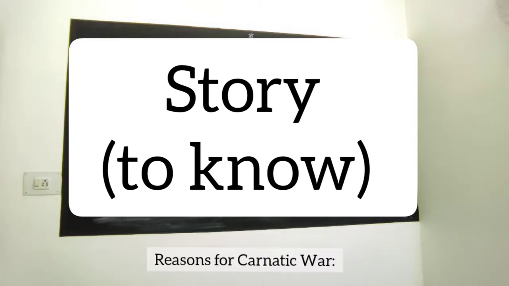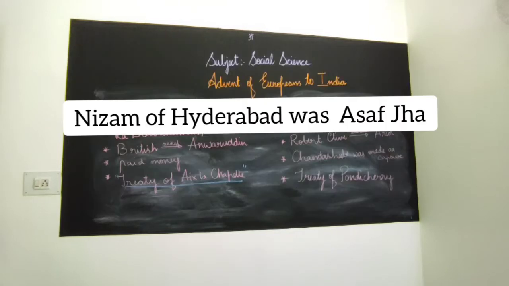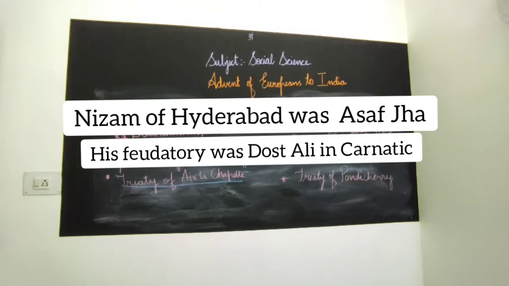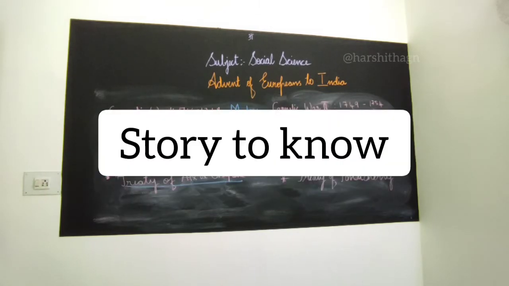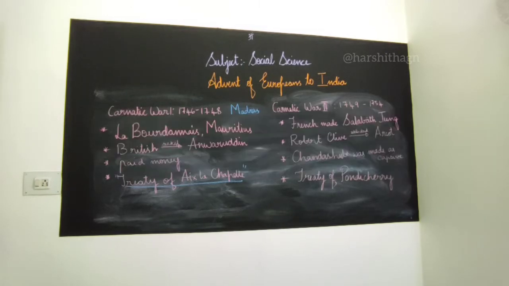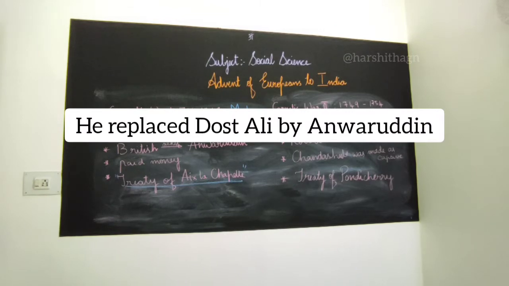Indians had loopholes between the neighboring rulers or kings. So this was an advantage to both French and English. Hyderabad was ruled by a ruler called Asaf Jah. He gave permission to Dostali to rule a place called Carnatic. But this Dostali was corrupt, greedy and inefficient. So what did Asaf Jah, the Nizam of Hyderabad, do? He removed Dostali and instead brought in Anwaruddin.